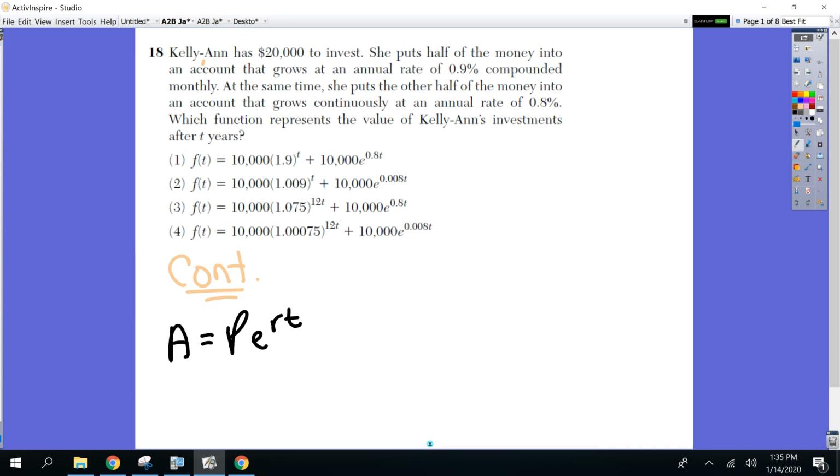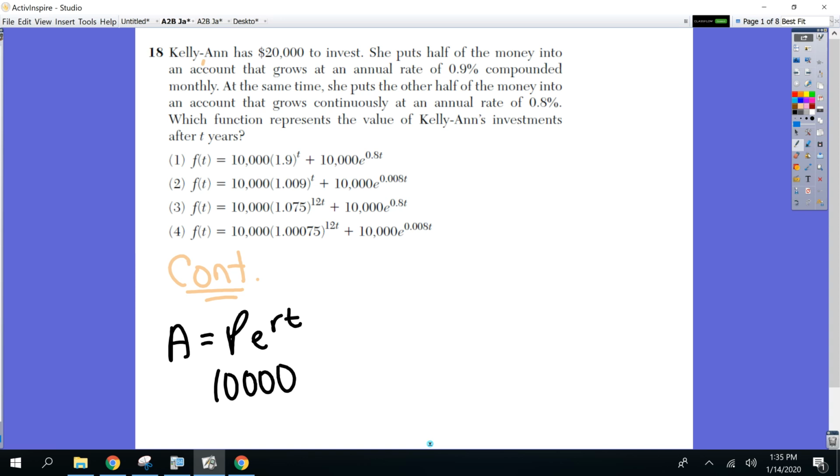P, principal. How much did I start out with? Ooh, got him already. Read through the problem again. She puts half the money into each account, so how much is she starting with? 10,000, everyone. Ready? 10,000.